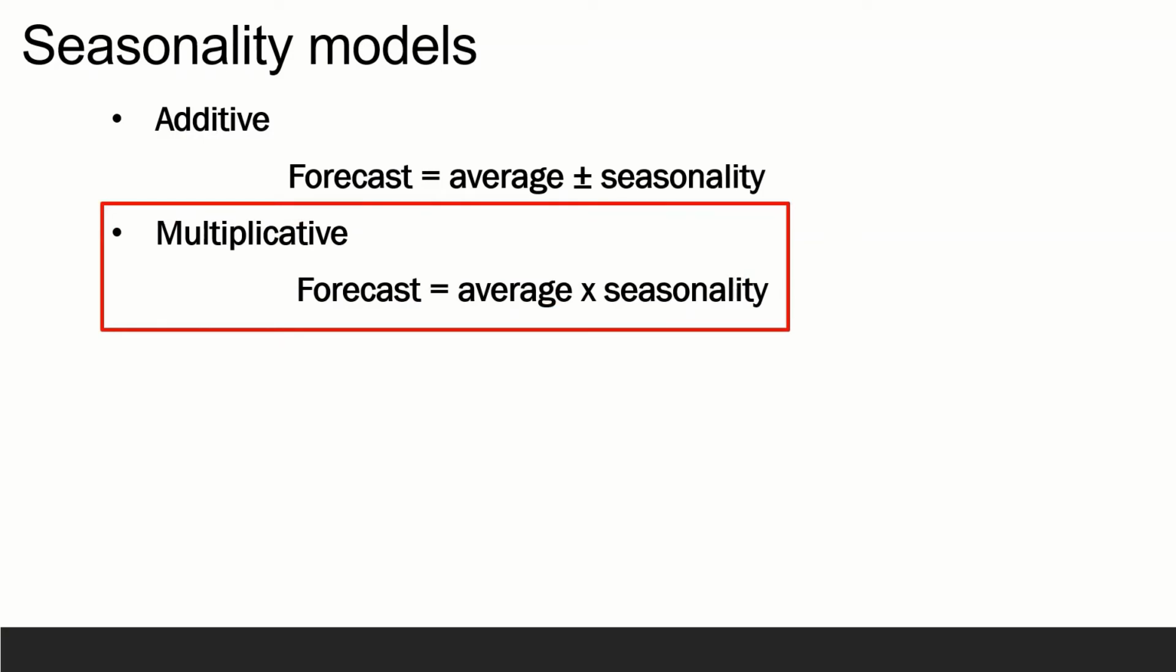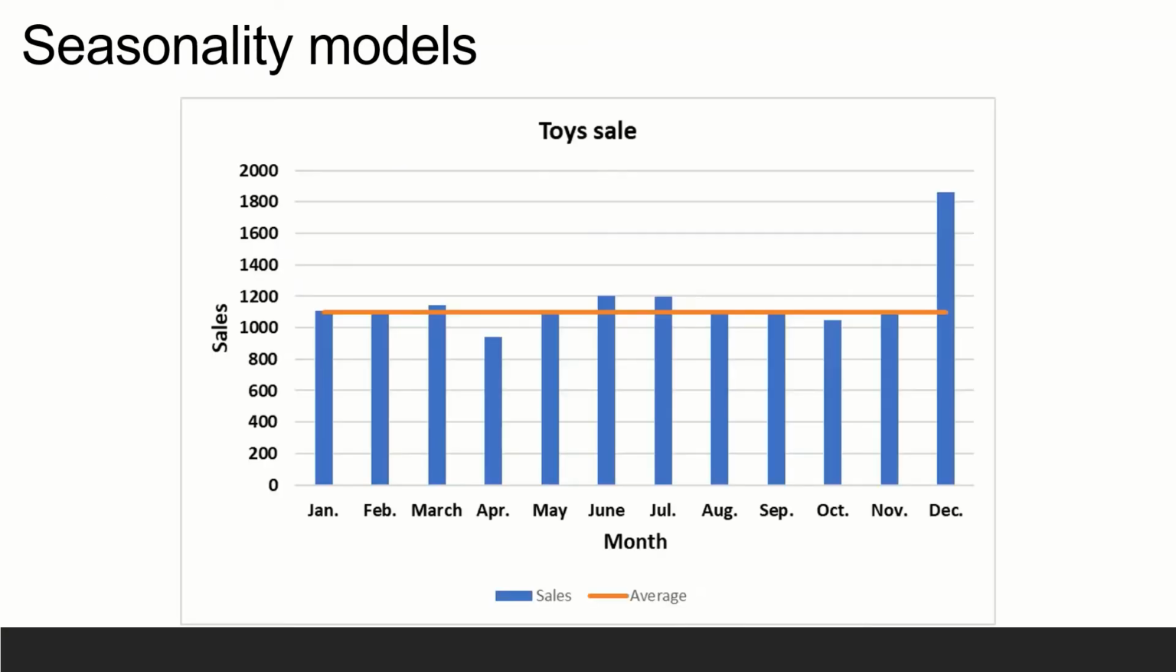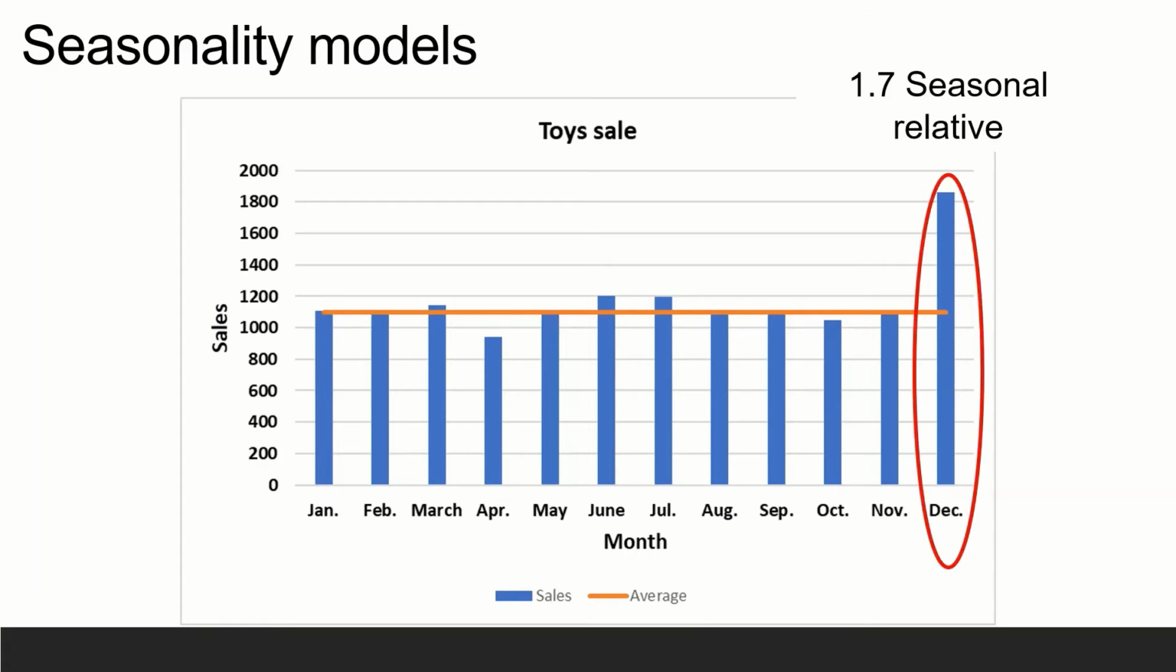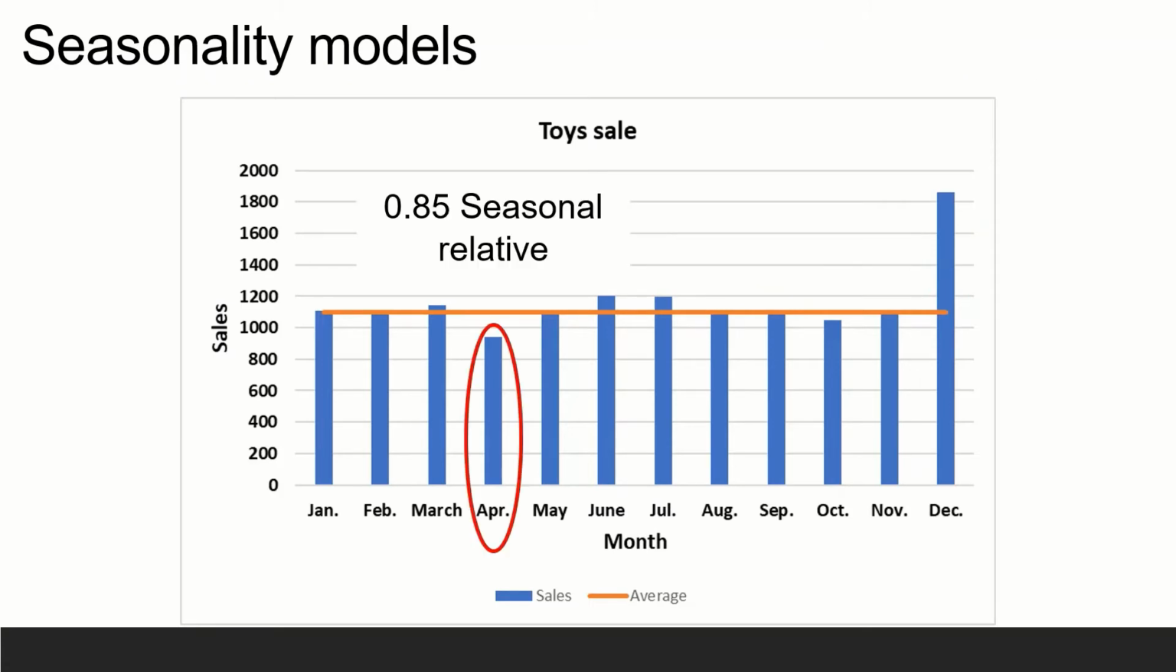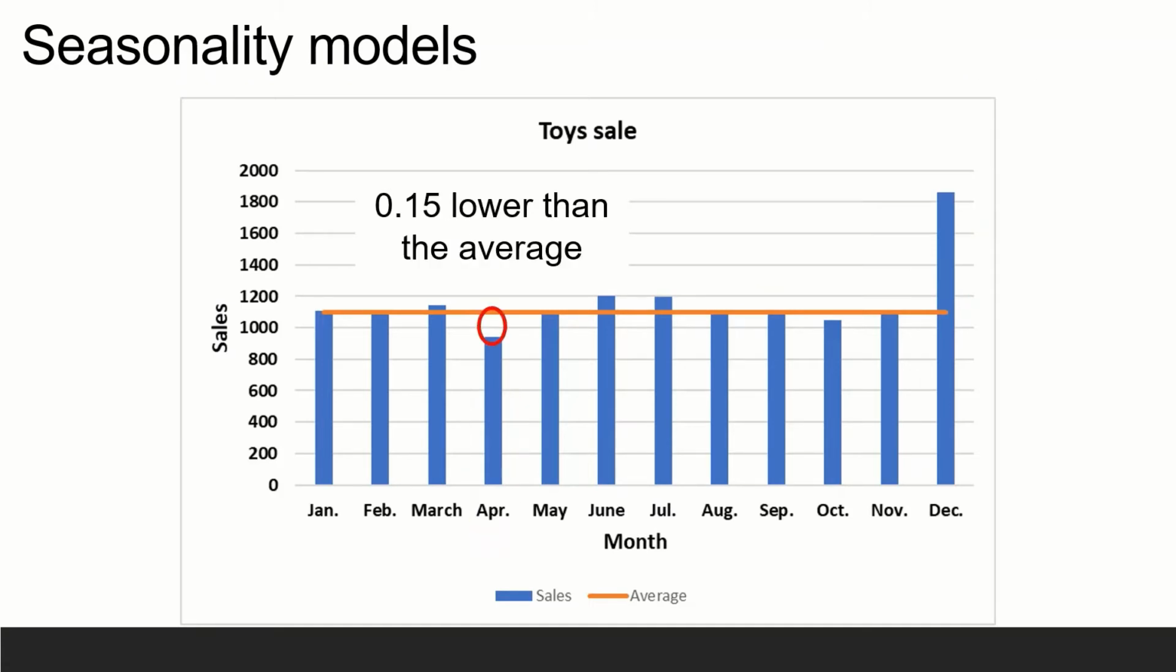The seasonal percentages in the multiplicative model are referred to as seasonal relatives or seasonal indexes. Suppose that the seasonal relative for the quantity of toys sold in December at a store is 1.7. This indicates that toy sales for that month are 70% above the monthly average. A seasonal relative of 0.85 for April indicates that April sales are 15% lower than the monthly average.